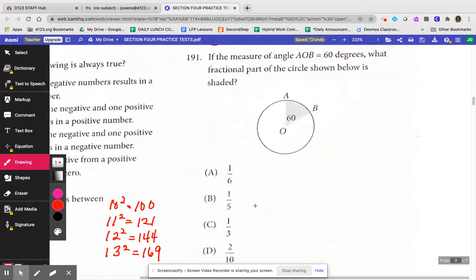For 191, if the measure of this angle was 60 degrees, what fractional part of the circle shown below is shaded? So a circle consists of 360 degrees, and we have a shaded part of 60 degrees. So what fraction of the circle is shaded? I can just reduce this. So if you see they're both divisible by 10, you'd get 6/36, and you can reduce that further to 1/6 of the circle. So your answer would be A.